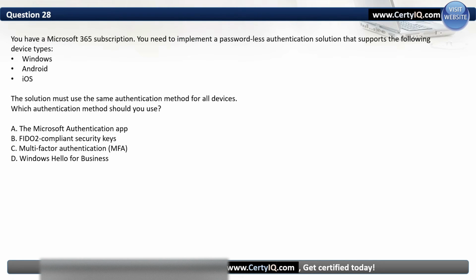Question 28. You have a Microsoft 365 subscription. You need to implement a passwordless authentication solution that supports the following device types: Windows, Android, iOS. The solution must use the same authentication method for all devices. Which authentication method should you use? The correct option is A, the Microsoft Authenticator app.